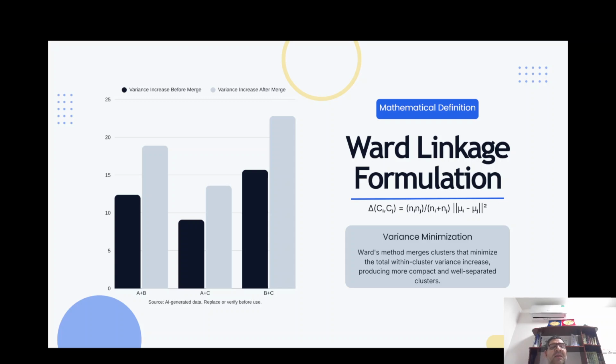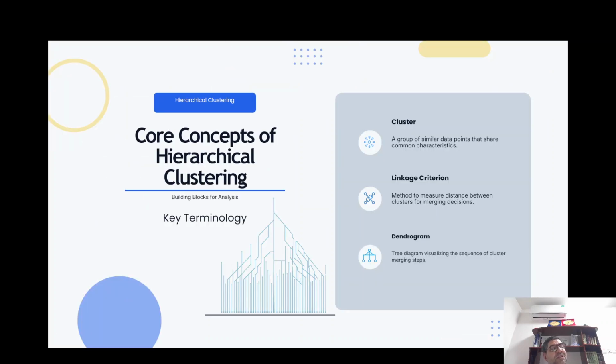It will be producing more compact clusters because we are not having a single linkage there. It is multiple linkage, linkage in multiple points, and that's why Ward linkage is minimizing the variance, and it is producing clusters that are much more compact and well separated. We'll be discussing the mathematical expressions of this.